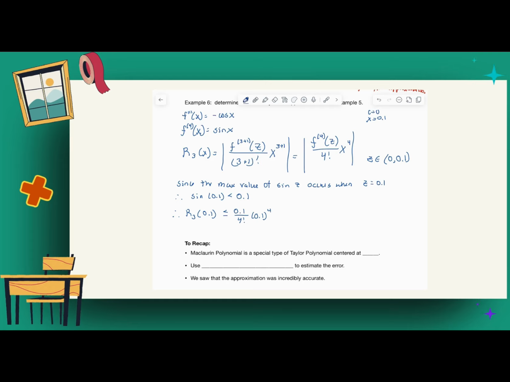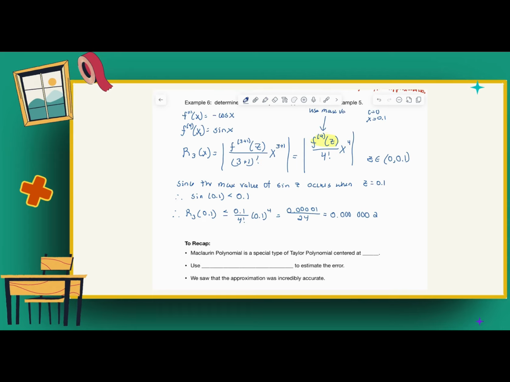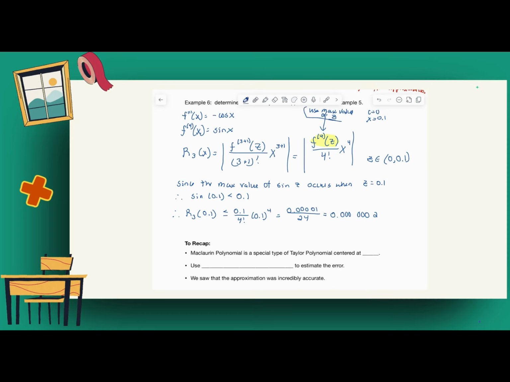Okay, and then I just evaluate the right-hand side of this inequality using my calculator. 0.1 times 0.1 to the 4th gives us 0.00001 over 4 factorial, which is 24. If I divide that, I get 0.0000042. That is a very, very small error, less than half of a millionth, which would be very good in approximations. So to evaluate Taylor's theorem, the big takeaway is that this 4th derivative, or this nth derivative, of z is our maximum value on the interval that z is located on.